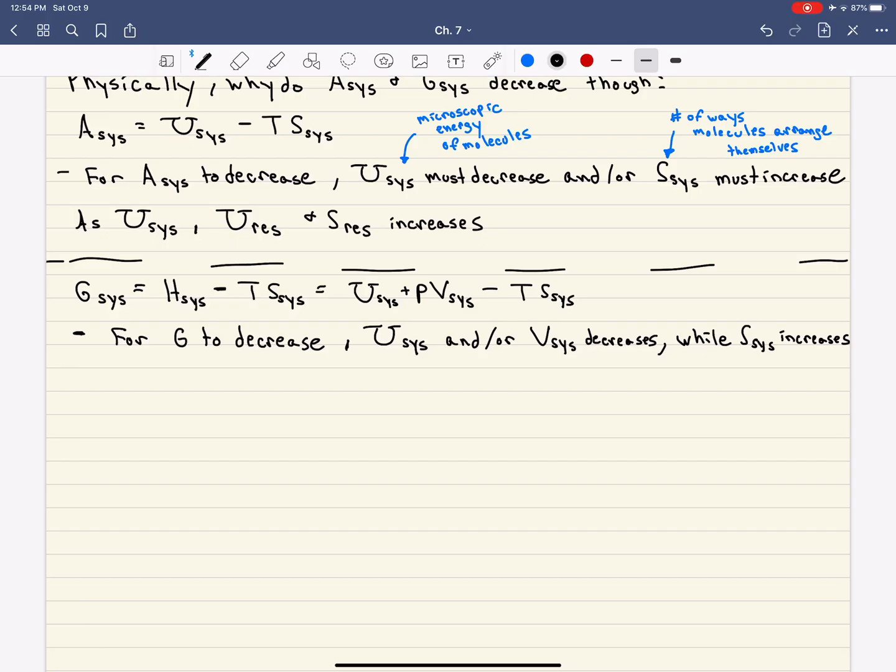And so any energy lost from the system would once again go into increasing the energy of the reservoir or increasing the entropy of the reservoir. And so overall, we would see a positive increase in the entropy of the universe.